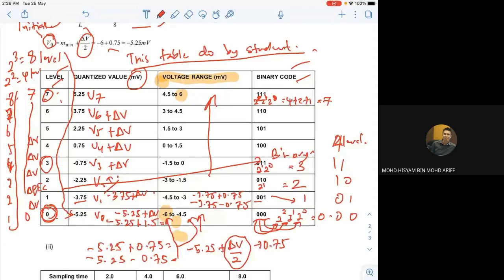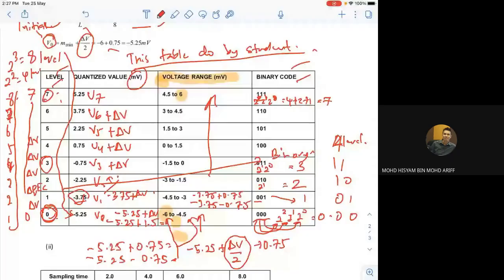Sir, can you repeat the negative 4.5 to negative 3 one? Okay, no problem, I will tell you something. For negative 3.75, take the value beside it, the quantized value negative 0.75 plus delta V over 2. This is actually delta V over 2. Here, negative 2.25 minus 0.75 plus 0.75 gives negative 3. Right? One more, negative 3.75 minus 0.75 gives you negative 4.5. Right? Understand? You must take note, the rest you can build up.